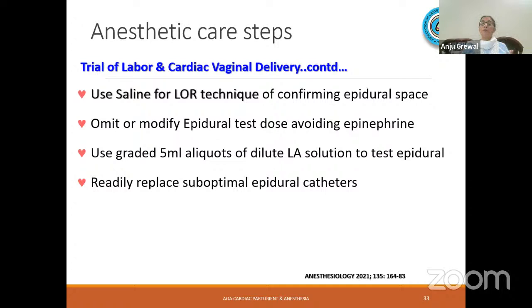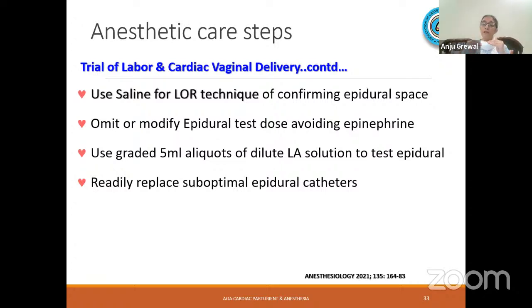Now, what we need to remember is that slowly the world is moving towards avoiding the standard test doses that we use in non-pregnant women in pregnant mothers, right? We can use the same dilute solution of local anesthetic in small graded aliquots to act as a test dose for you. Remember, there is a baseline tachycardia.